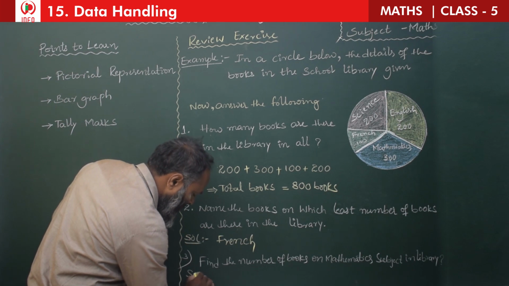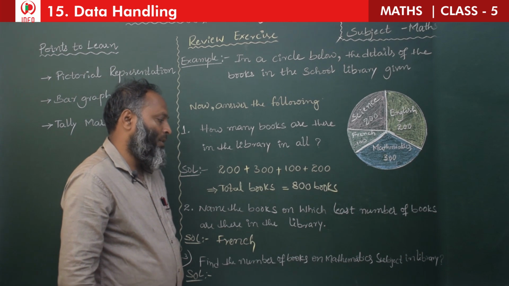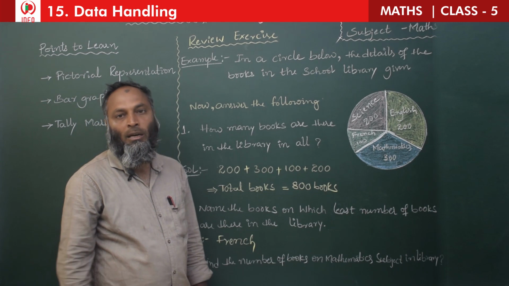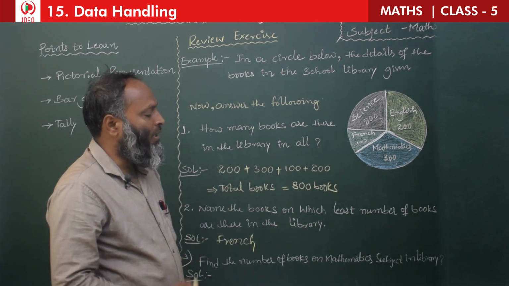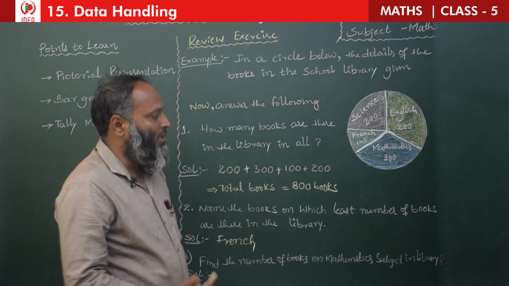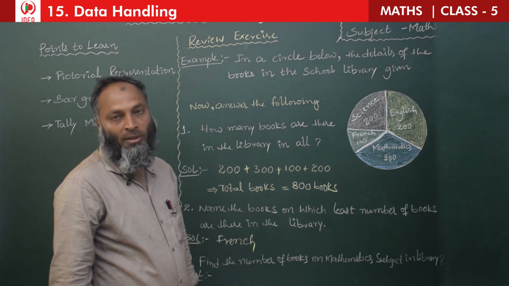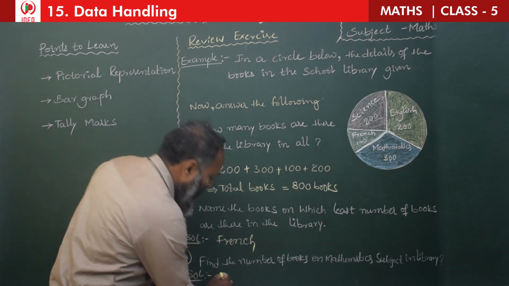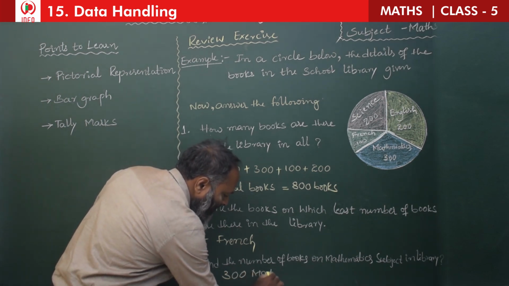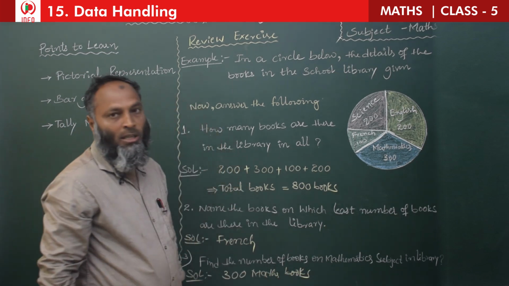The next one. Find the number of books on mathematics subjects in the library. So on mathematics, how many books are there in the library? Mathematics, 300 books. See, in the pie chart, the mathematics sector shows 300 books. So how many maths books are there? 300 maths books are there in the library.